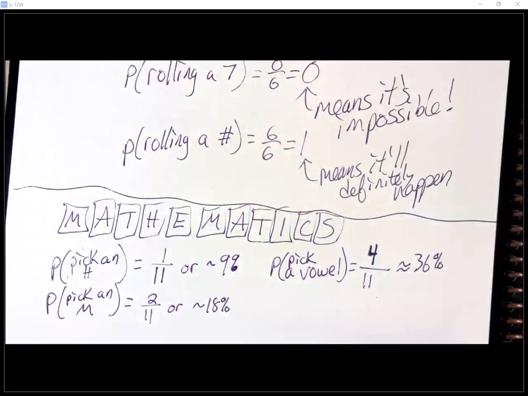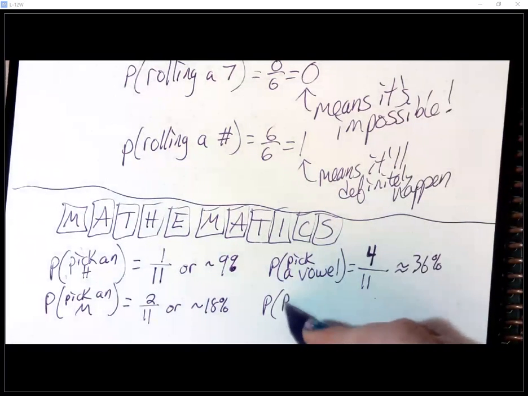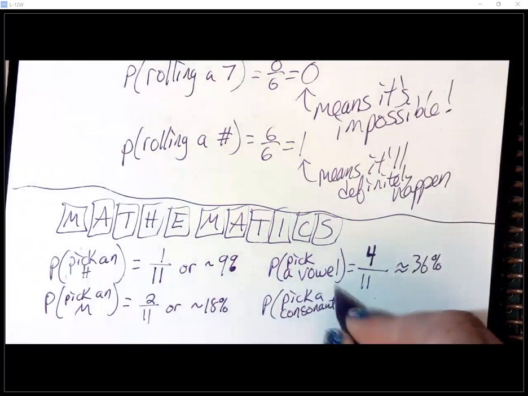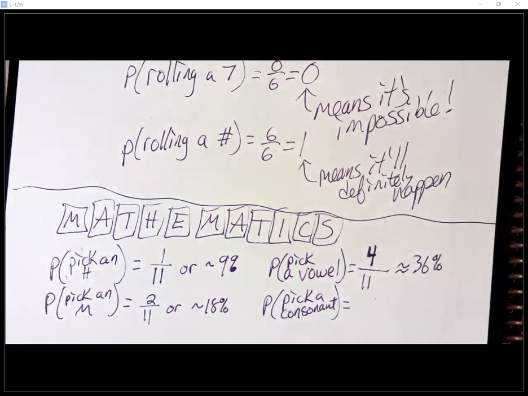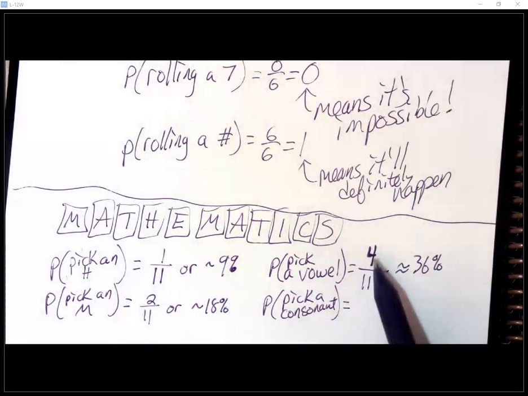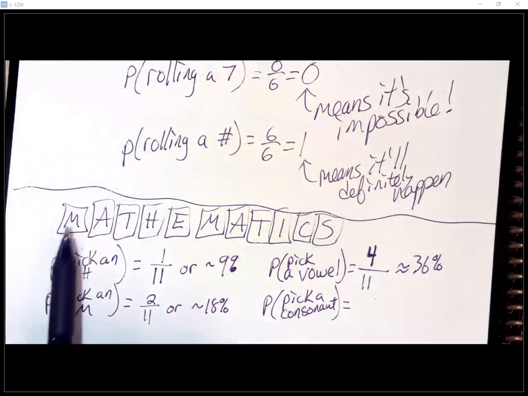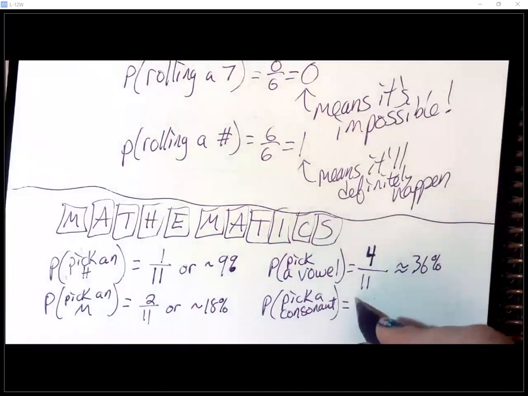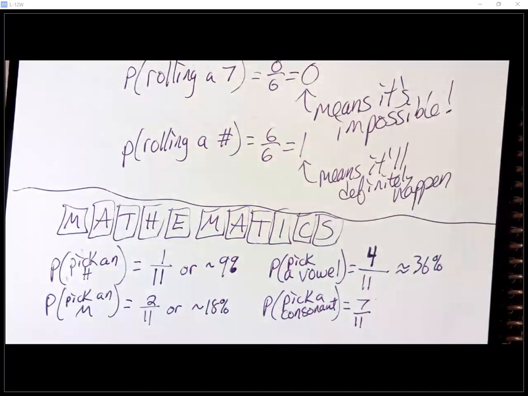So let's do that one too, picking a consonant. That's any letter that is not a vowel. I think it's 7, which makes sense because a letter is either a vowel or it's not. So if there's 11 total and I had 4 that were vowels, I should have 7 that are consonants. 1, 2, 3, 4, 5, 6, 7. 7 out of 11, and that's about 64%.